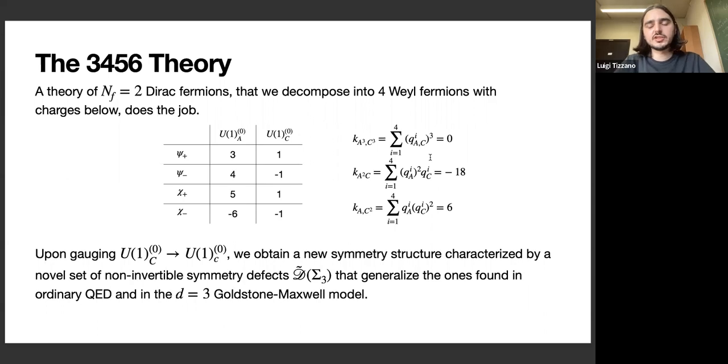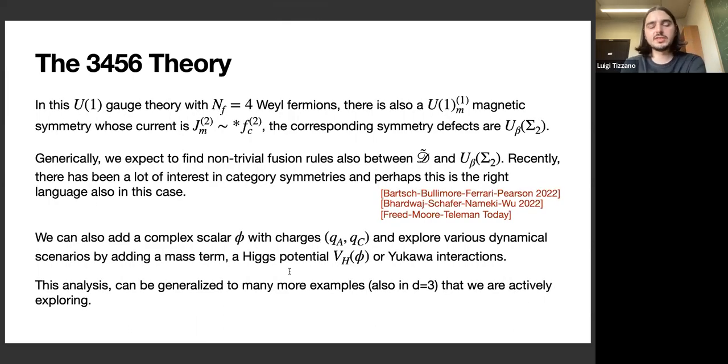And this, in a sense, generalizes what I told you about the QED story and also the Goldstone-Maxwell model. So one has to define these more general symmetry defects that would make sense in this kind of situation. And what's interesting is that when we do this gauging now in 4 dimensions, as I told you before, there's also a magnetic symmetry, U1M, whose current is associated to the star of the dynamical U1 gauge field, because this is just like QED with 4 Weyl fermions when we gauge the symmetry C.